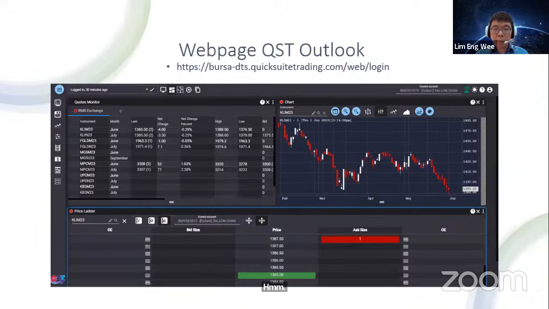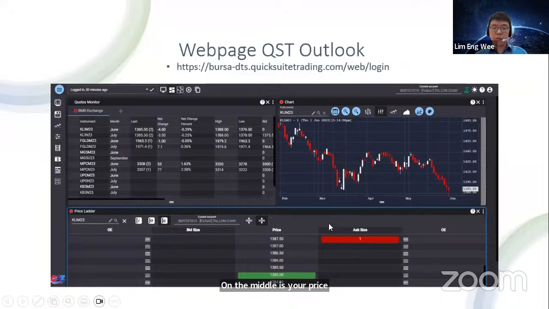This is how the webpage platform looks like. There's a live chart, and on the left is your price quote. In the middle is your price ladder. You can use it to execute orders. It's simple and fast. You guys can have a look.